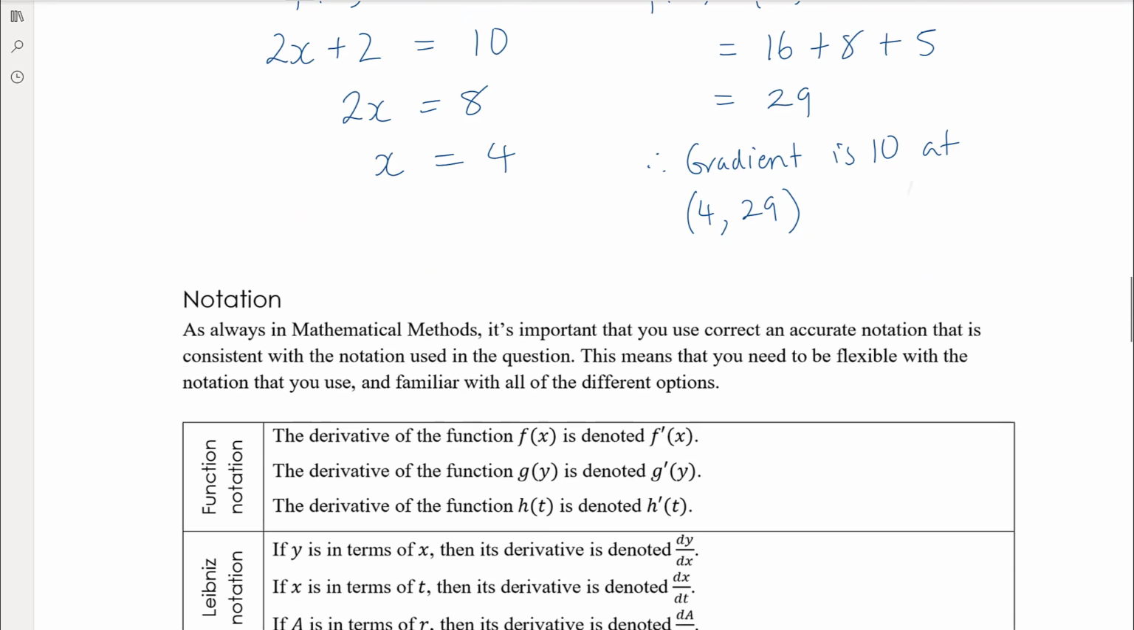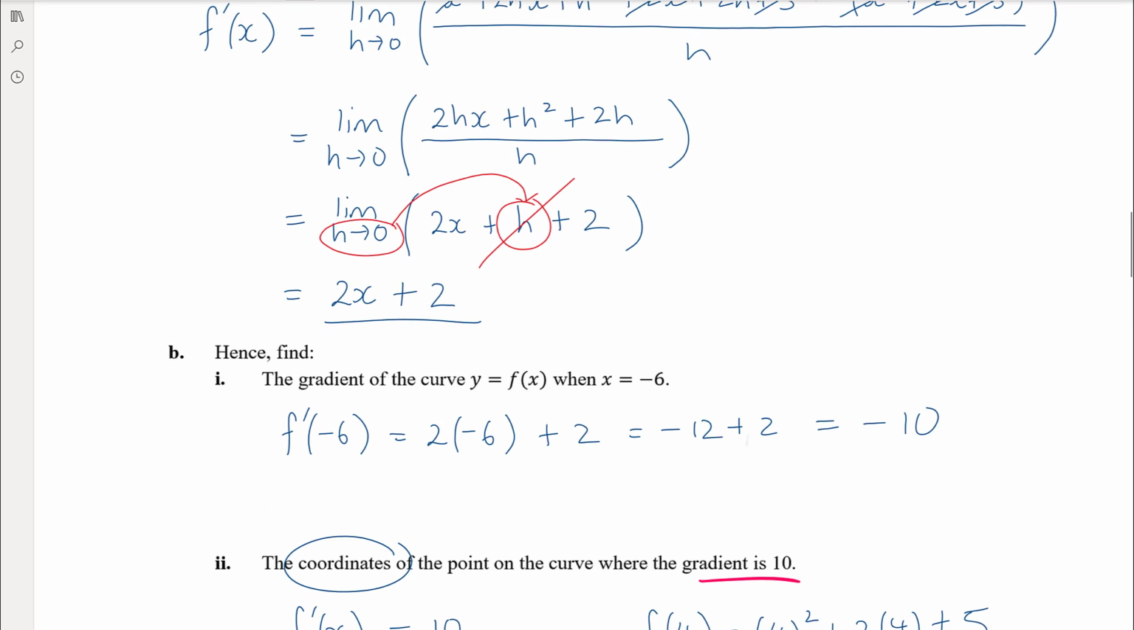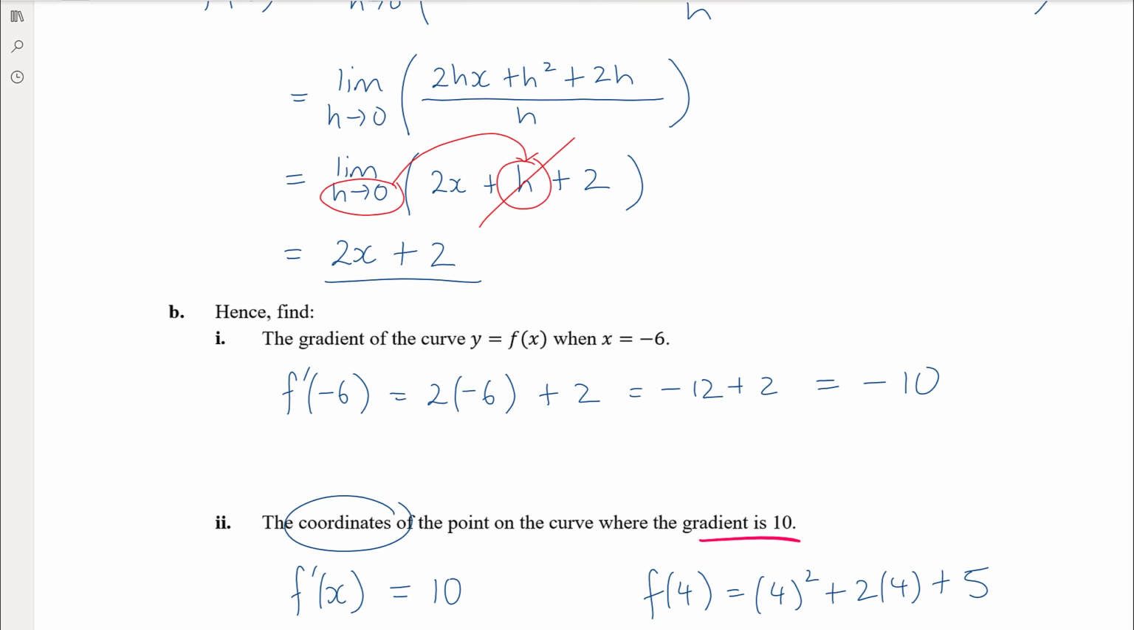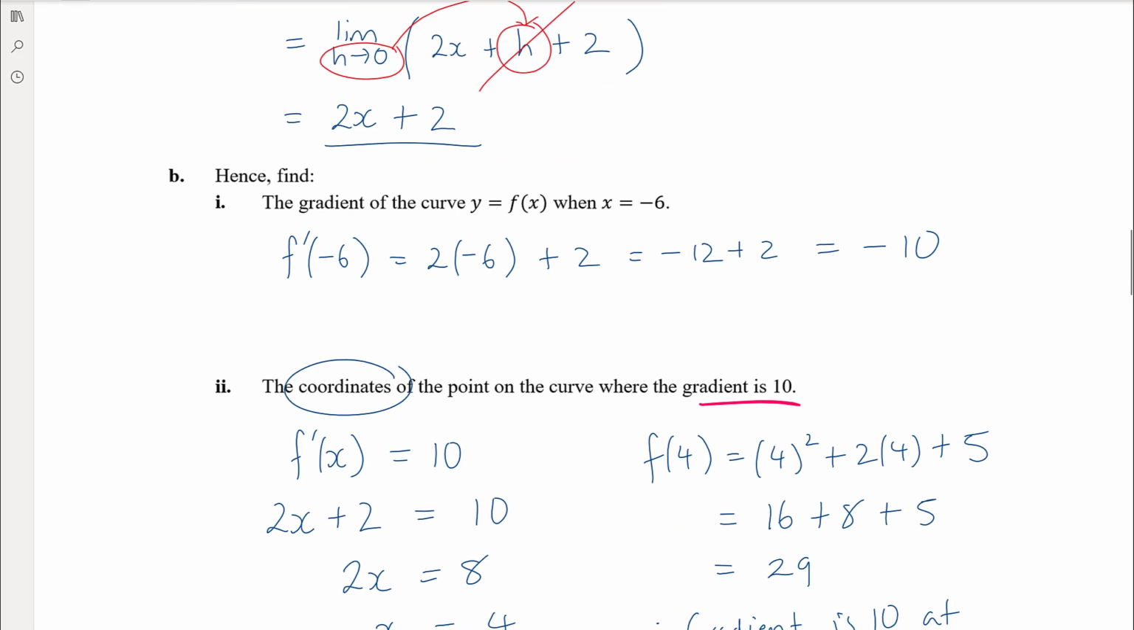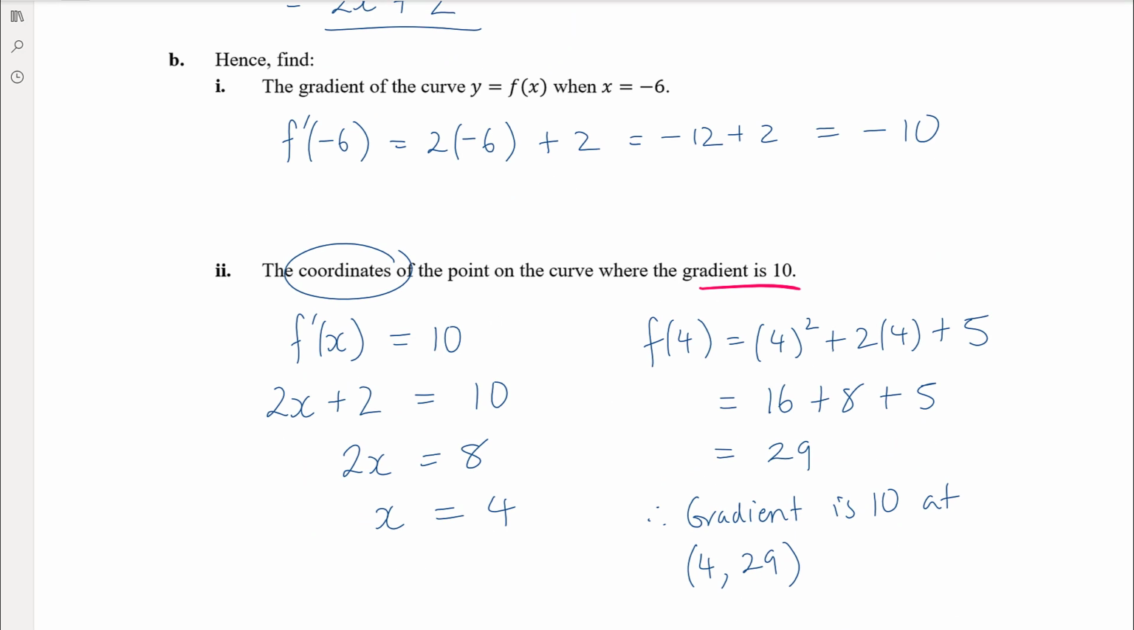Okay, the next thing I want to talk about. Derivative by first principles is a process you're going to need to be able to do. There'll be an opportunity to practice that in the exercise I'm going to set. Once you've got your derivative function, having an understanding of how that connects to gradient allows you to find the gradient of a curve at a particular x value, or it enables you to find which x value will give a particular gradient.